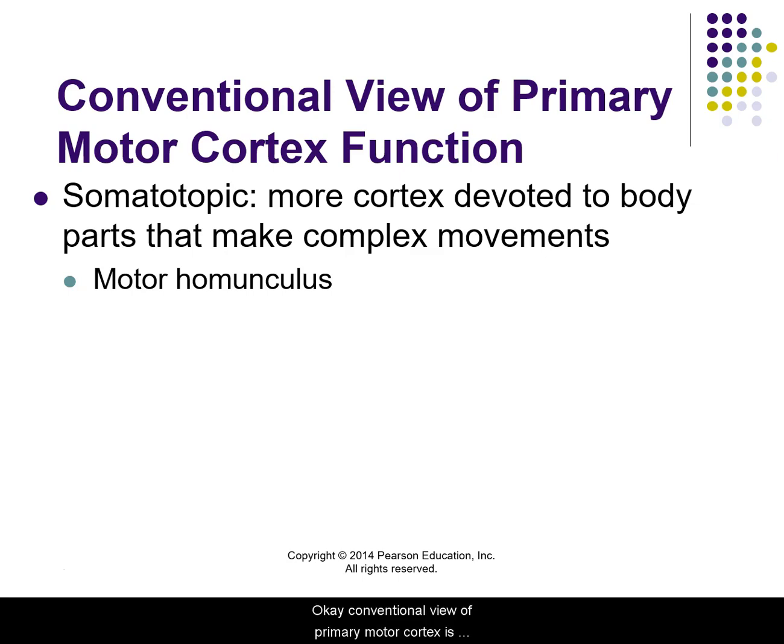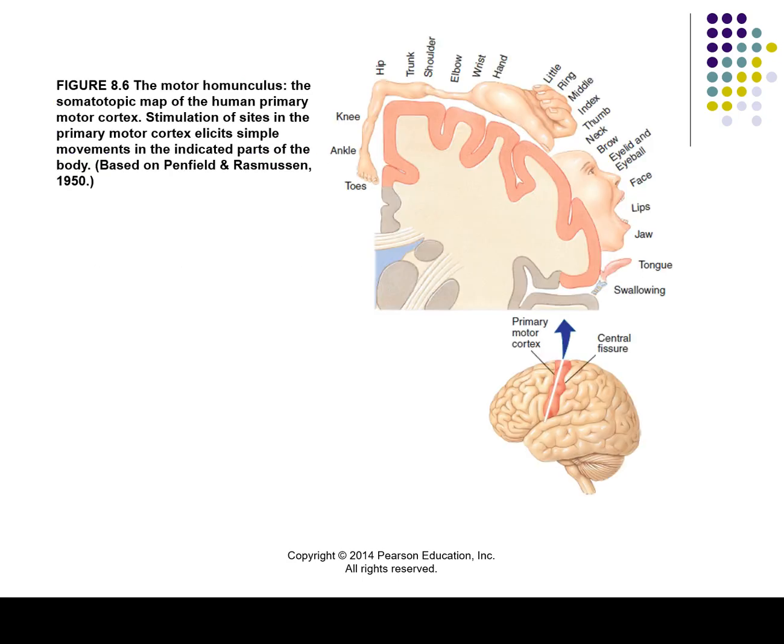Okay, the conventional view of primary motor cortex is somatotopic. More cortex is devoted to body parts that make complex movements. And we have, again, the motor homunculus. And here's a diagram of that, figure 8.6. You just notice how, again, it shows you where it is, central fissure, pre and post gyri there. So you know where it is in the brain.